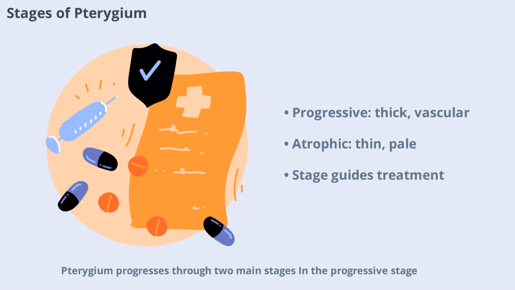In the progressive stage, the growth is thick, fleshy, and highly vascular, sometimes covering the entire pupillary area and significantly affecting vision. In the atrophic stage, the pterygium becomes thin, pale, and non-progressive, usually causing fewer symptoms. Recognizing the stage is important for determining the need for treatment and the urgency of intervention. Early detection and monitoring can help prevent complications and preserve vision.